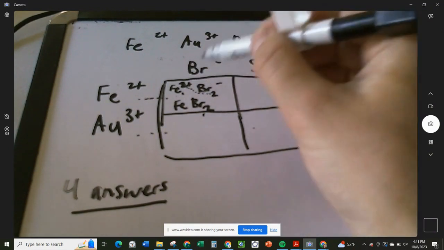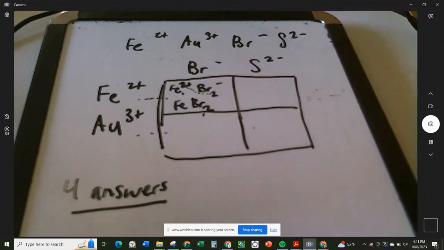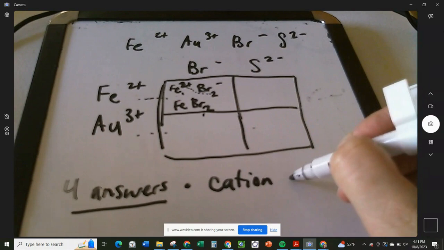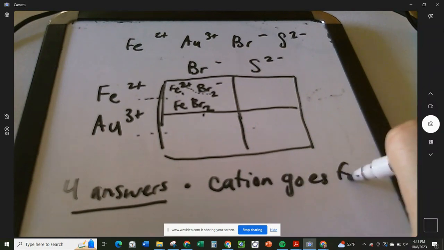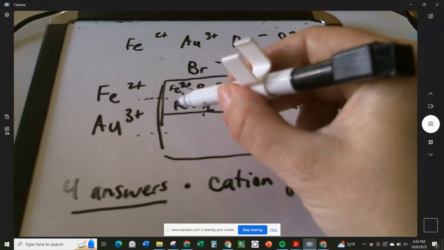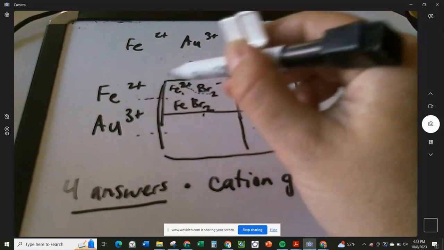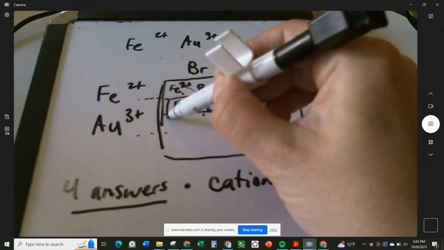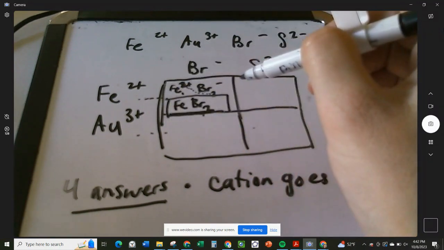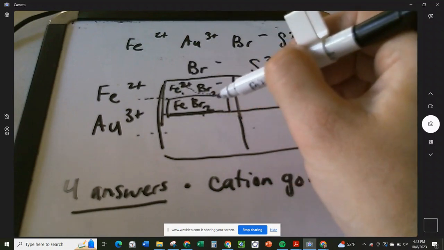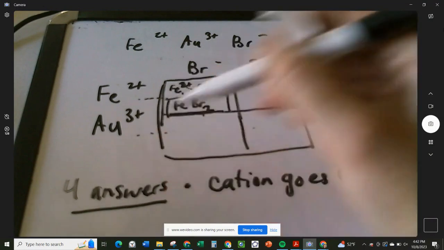The other thing that you need to watch out for is the cation goes first. In an ionic compound, we always write the cation first. So the plus charges will go first. We do not write the charges in the formula. We just write the number of each element. So FeBr2 will be the answer, one of the answers. Again, we're looking for 4 answers.